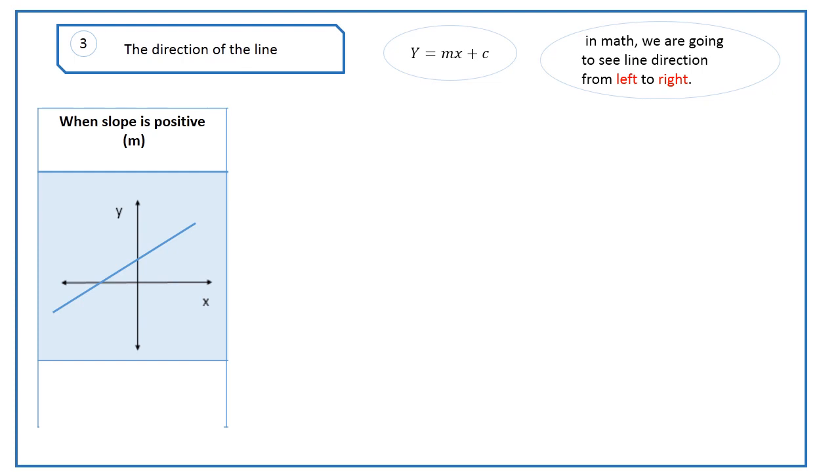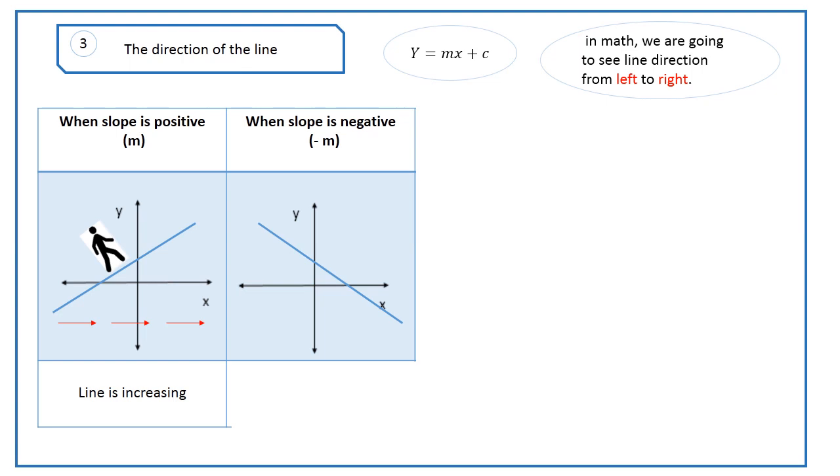Then the drawing of the line will be something like this. And we can imagine that a man is moving from left to right, then the man is moving upward. Then we are going to say that the line is increasing. The second case, when the slope is negative, then the drawing of the line will be something like this. And we are going to imagine that the man is moving from left to right, then the man is moving downward, then we are going to say that the line is decreasing.